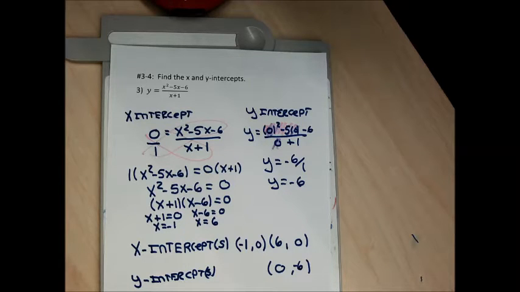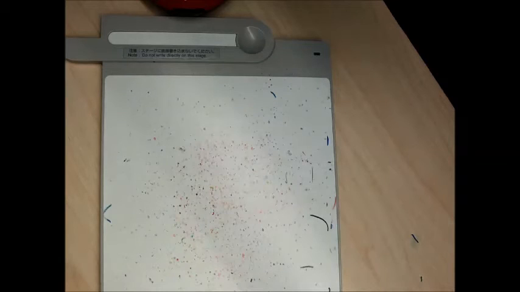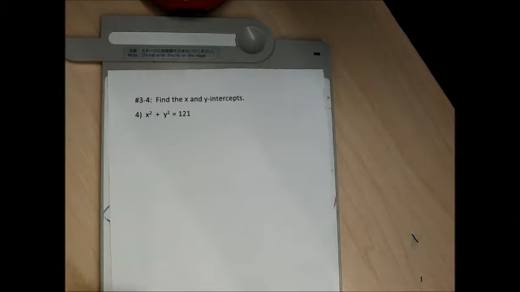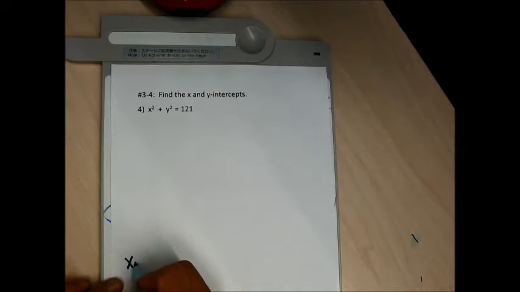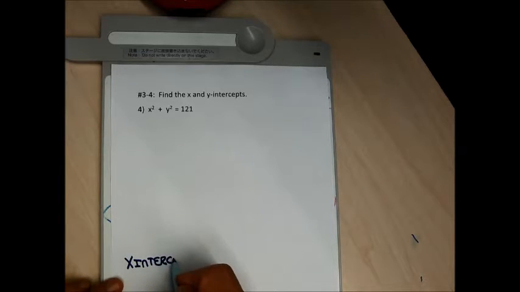Question 4 is a little bit tricky, but it's not ridiculous. So to find the x-intercepts, I'm going to plug 0 in for y. And similarly, to find the y-intercept, I'm going to plug 0 in for x.